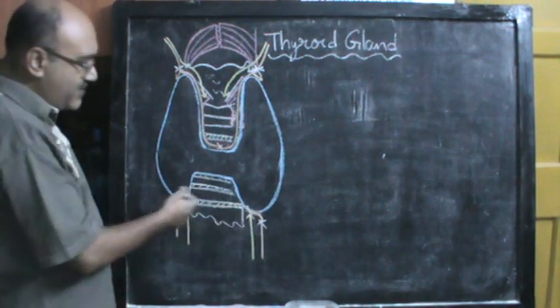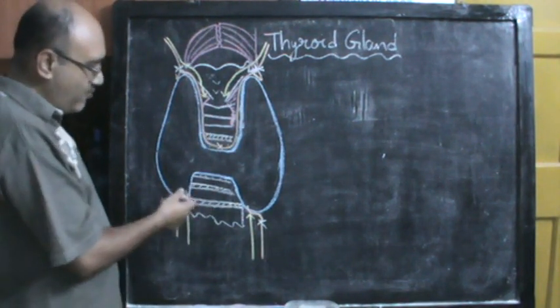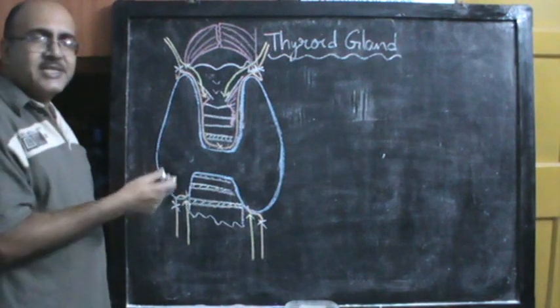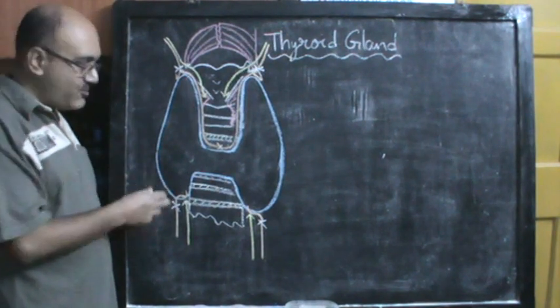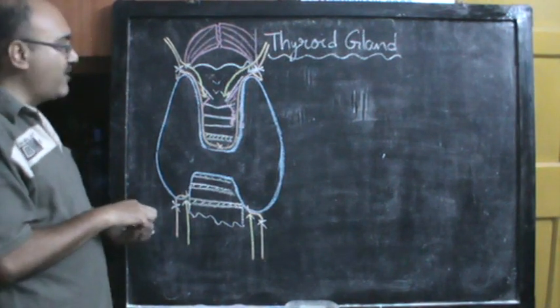Anyway, the rest of this you have to see from the back side, you cannot see it from the front, because this loop of the inferior thyroid artery and the recurrent laryngeal nerve coming in close contact is visible from the posterior surface of these lateral lobes of the thyroid gland.